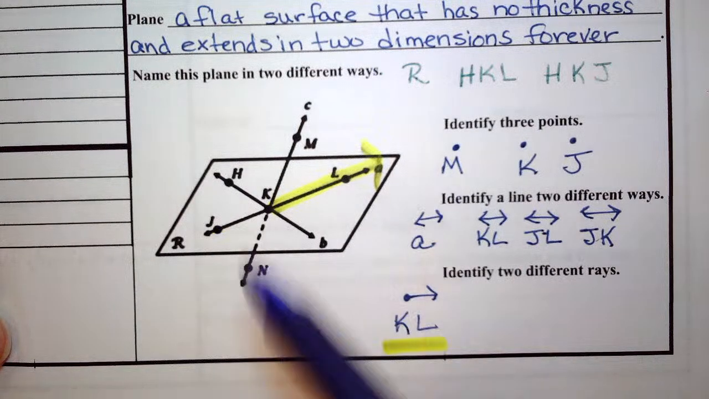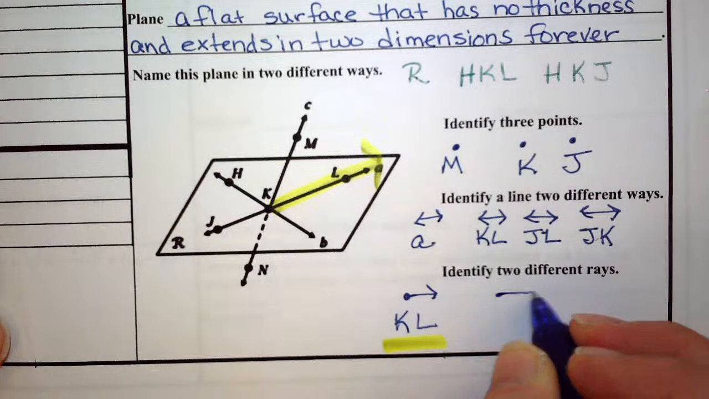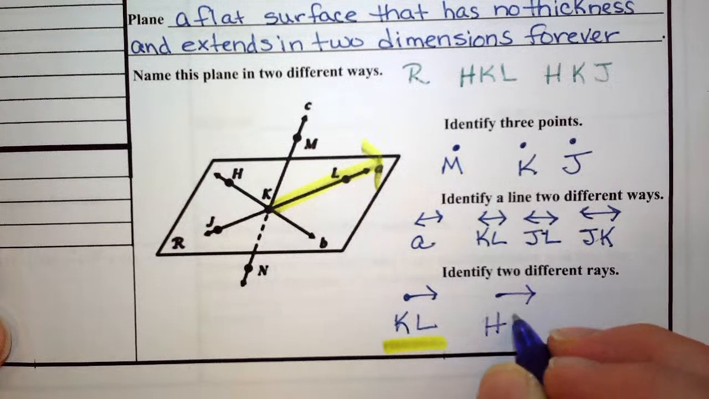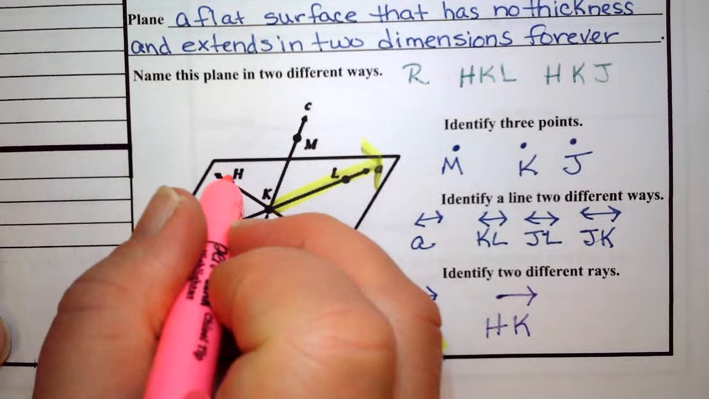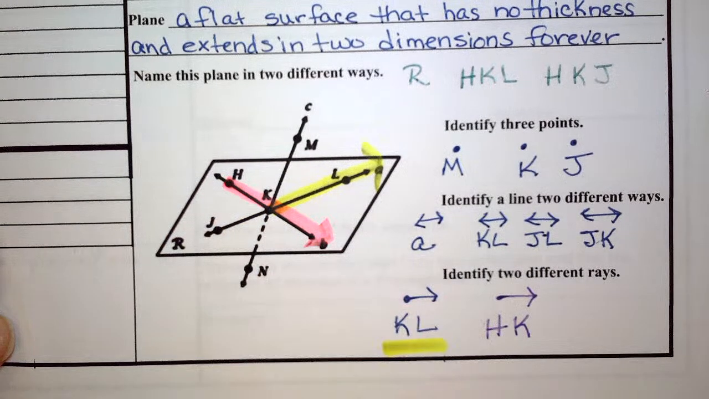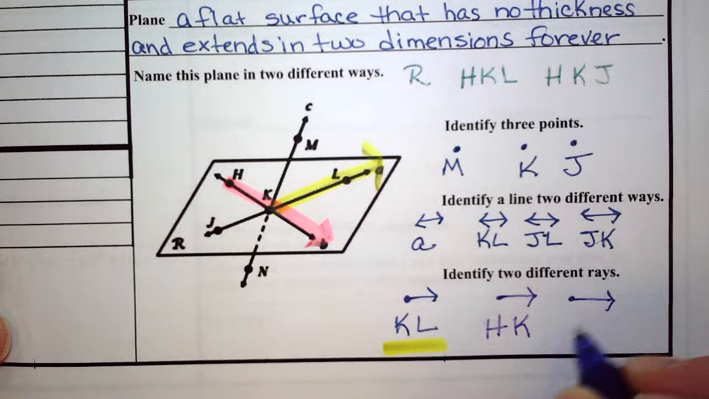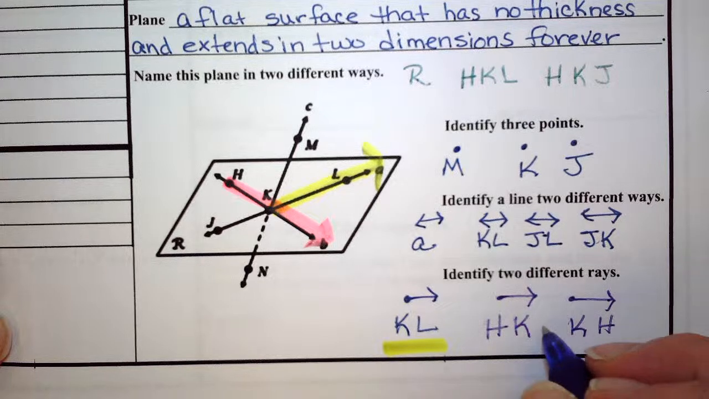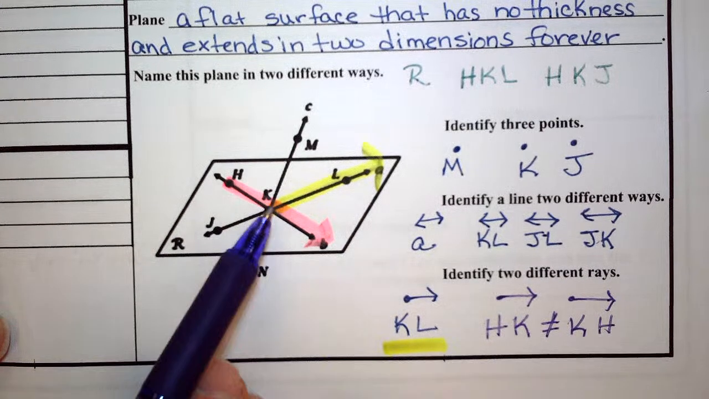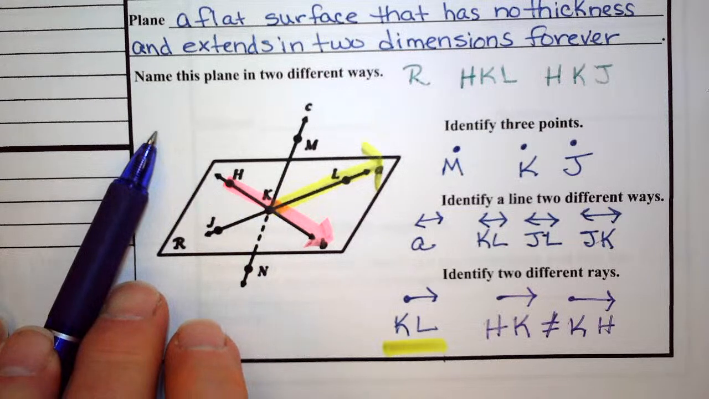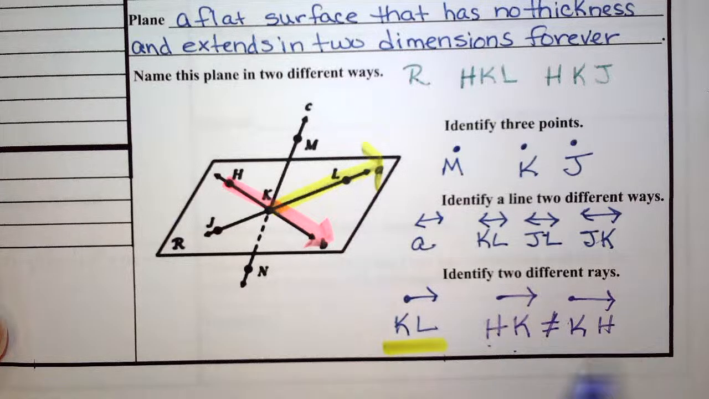If I do ray HK, then I start at H and I go through K. Now, ray HK and ray KH are not the same. KH starts in the middle and goes to the outside. This is your vertex. This is where you begin. This is where you go through.